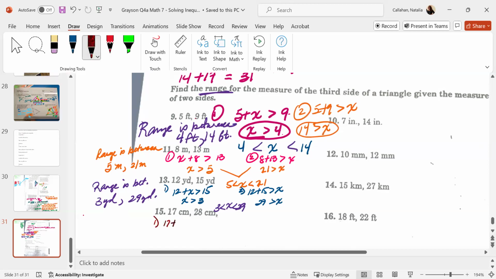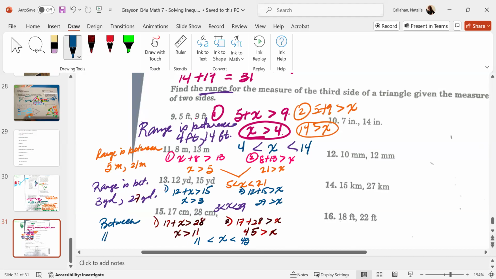For number 15, 17 plus x has to be greater than 28. And then 17 plus 28 is greater than x. X is greater than 11. 15 plus 12 is 27. Oh, that is 27. I think I just misread it. So then when you put it together, x is greater than 11 but smaller than 45. So it is going to be between 11 centimeters and 45 centimeters.